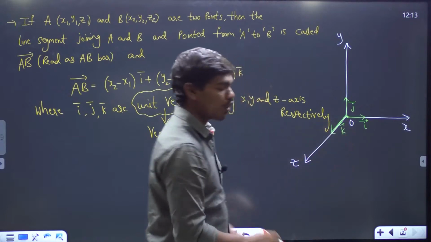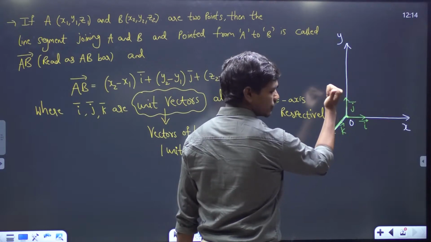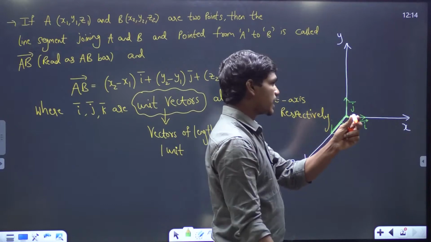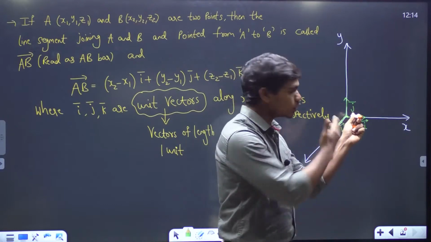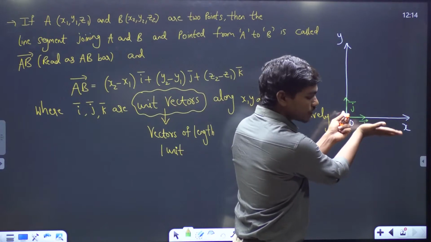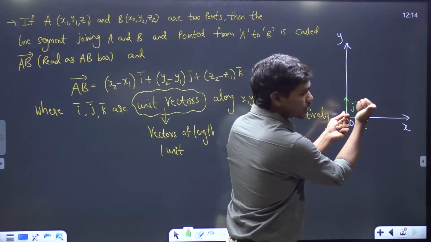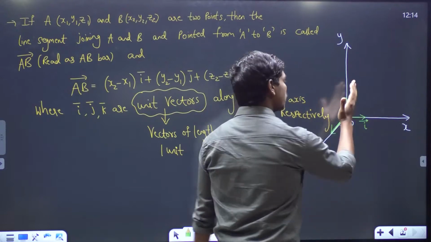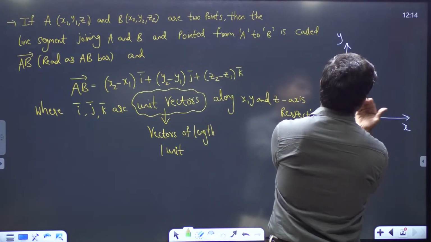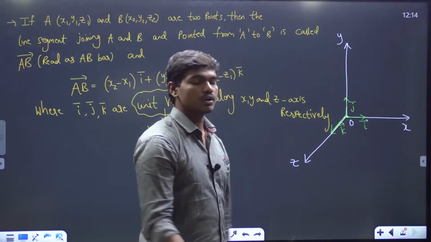So i, j, k form a right-handed coordinate system. If you rotate from vector i to j, the thumb points towards the positive z axis, because if this is the x axis and this is the y axis, then the z axis points out of the board like an arrow coming towards you. If you take your right hand and rotate your four fingers from i to j, your thumb points towards the positive z axis. Similarly, when you go from j to k, it shows the positive x axis. This is called a positive right-handed coordinate system because they obey the right-hand thumb rule.